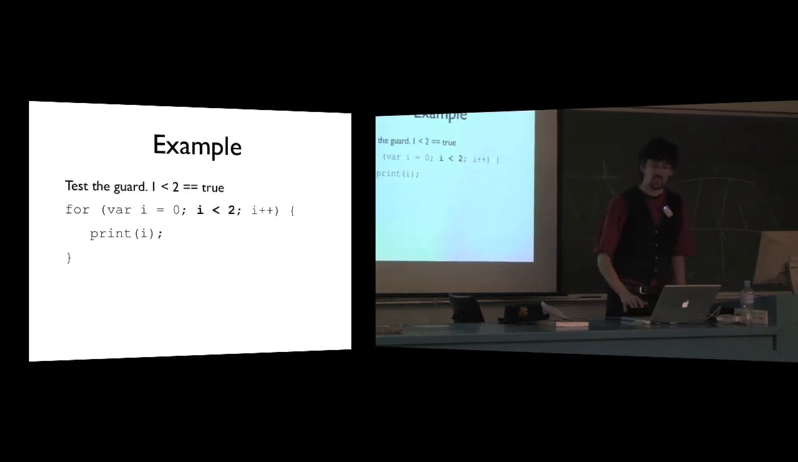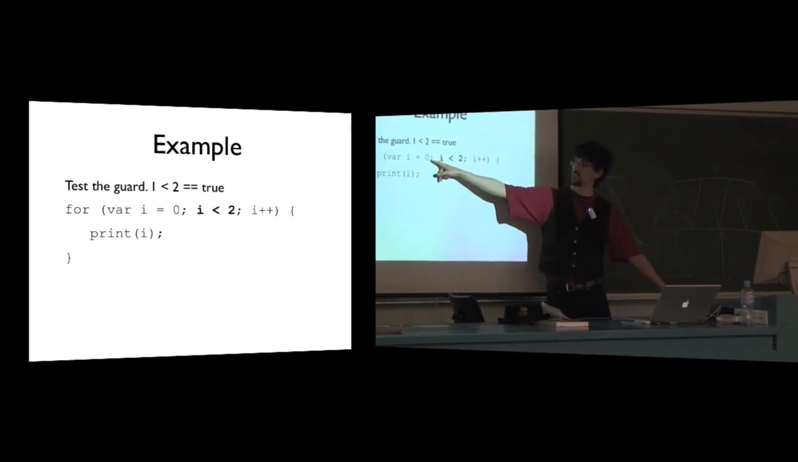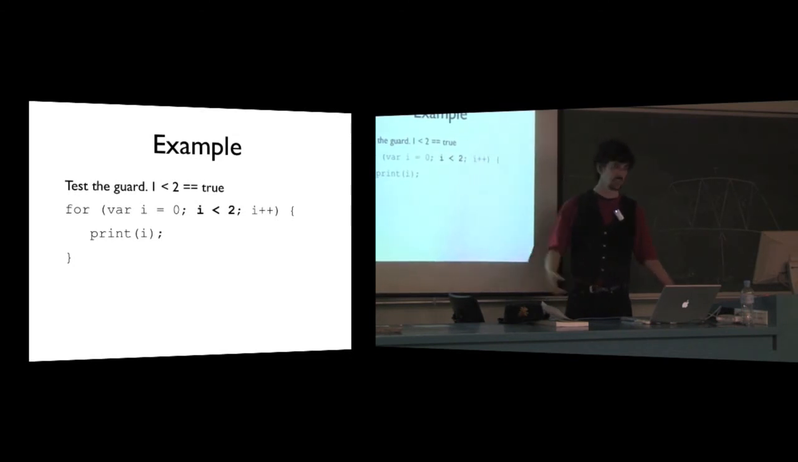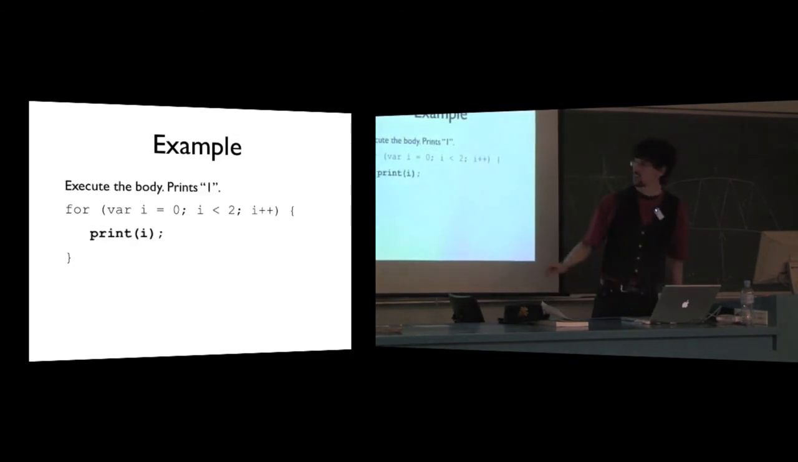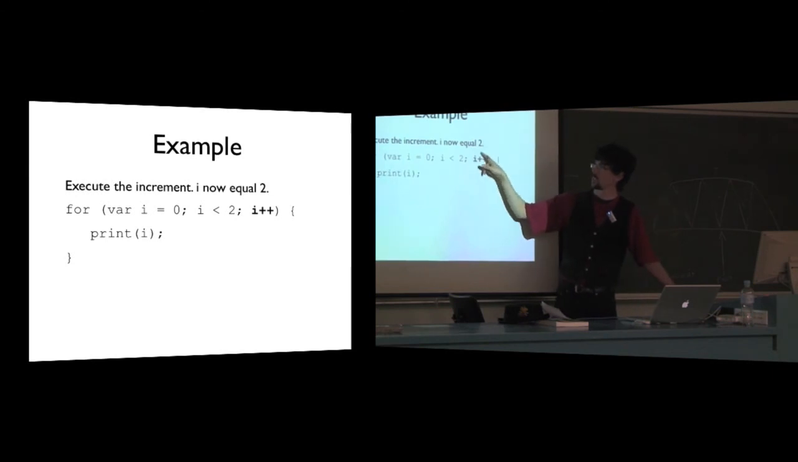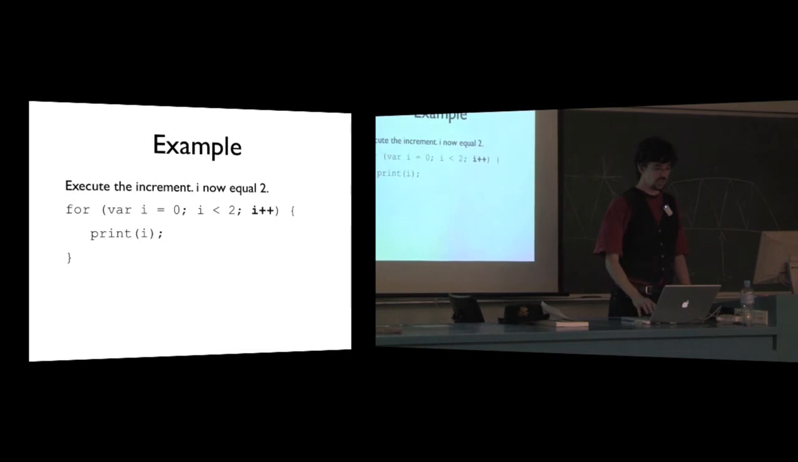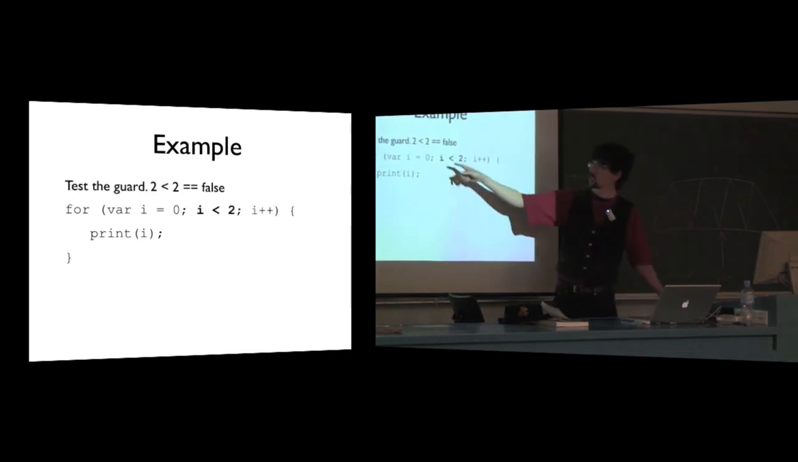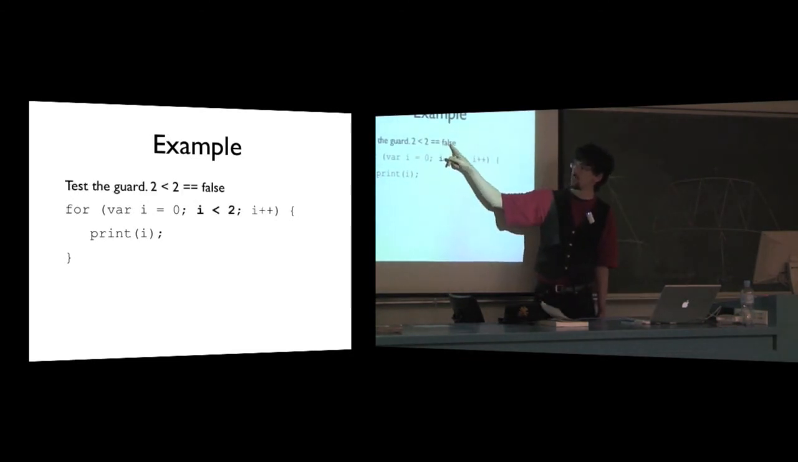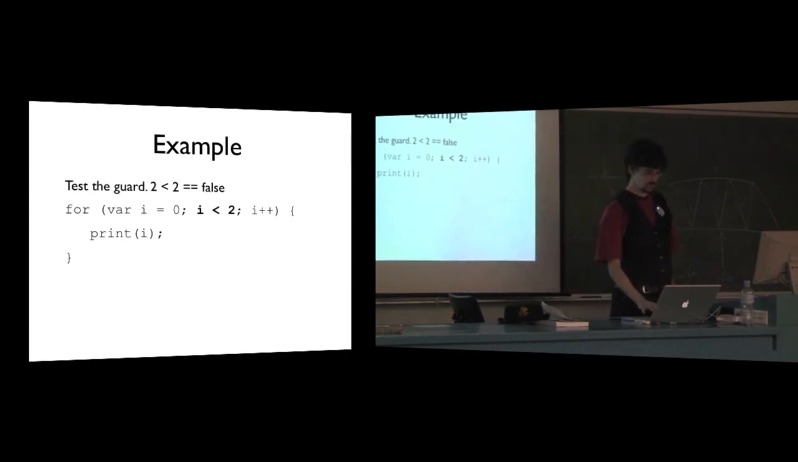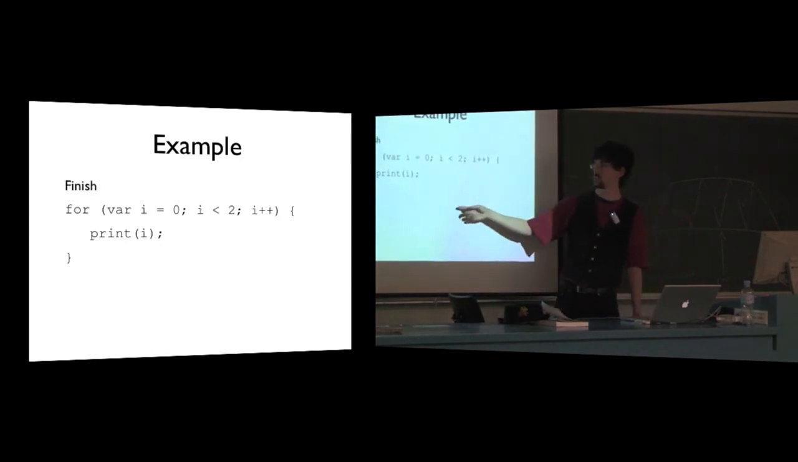We go back to the beginning. We don't do the initializer again, it's only done once, but we go back and test the guard again. Now 1 is less than 2, so we're allowed to keep going. We execute the body, we print out the value 1 this time. After we've finished executing the body, we go up to the incrementer, and we increment i, and it's now equal to 2. We now test the guard. 2 isn't less than 2, so that's false, so we stop, and that's the end of the loop.